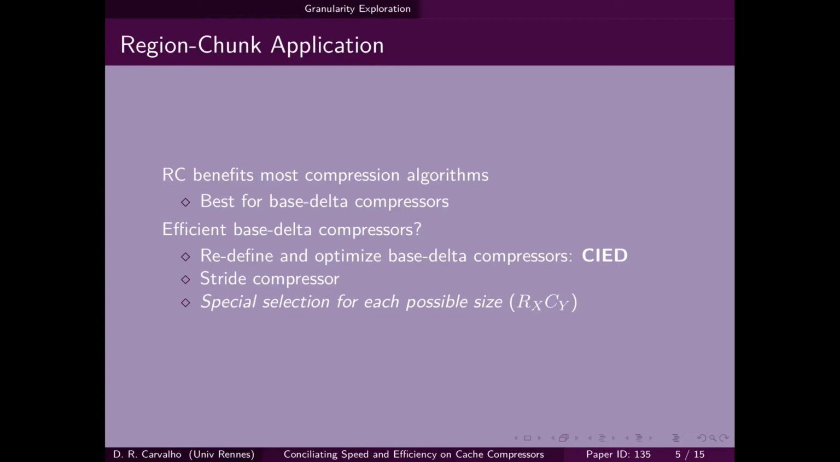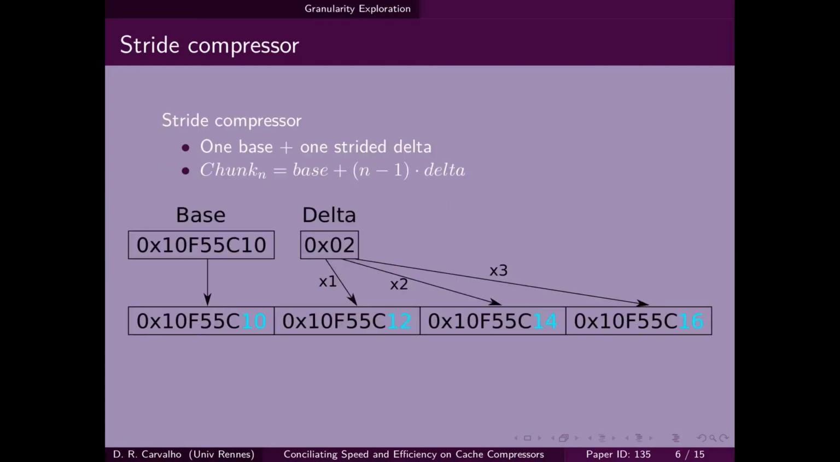We call this CIED. And we also propose a stride compressor. Then we make a special selection for each possible size of the region and of the chunk so that we can have a best configuration for each size. The stride compressor works as a simplification of the base delta compressor. It has one base and one stride delta, so the stride delta is applied depending on the position of the chunk.